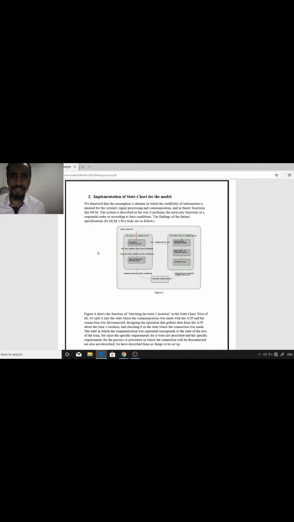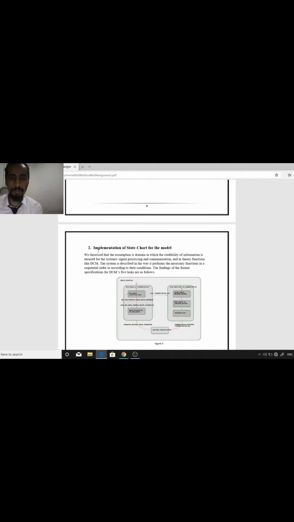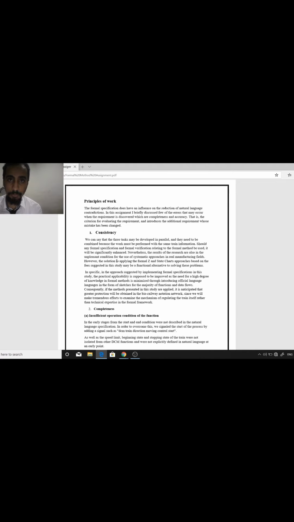The state chart is not considered to be a quite sophisticated formal method. It is just a simple formal method that is used to explain more about the theory of the train system. And here I have stated the principles of work, which are both consistency and completeness. In order for the system to be successful, it must be consistent and it must be complete. There shall not exist any insufficient operations or unclear associations.